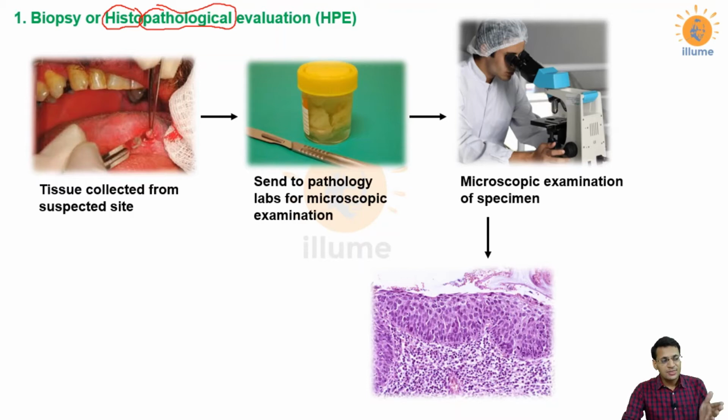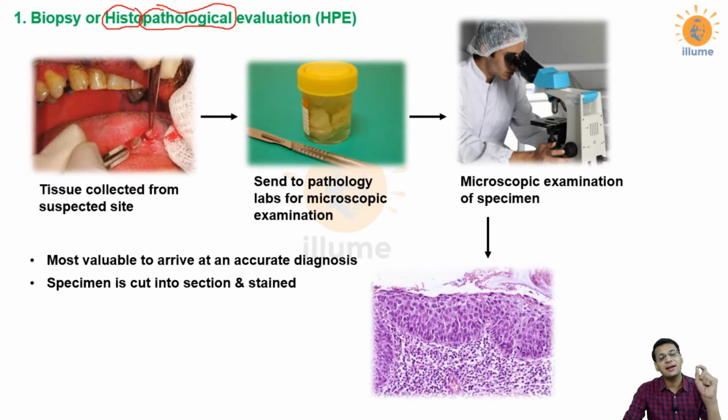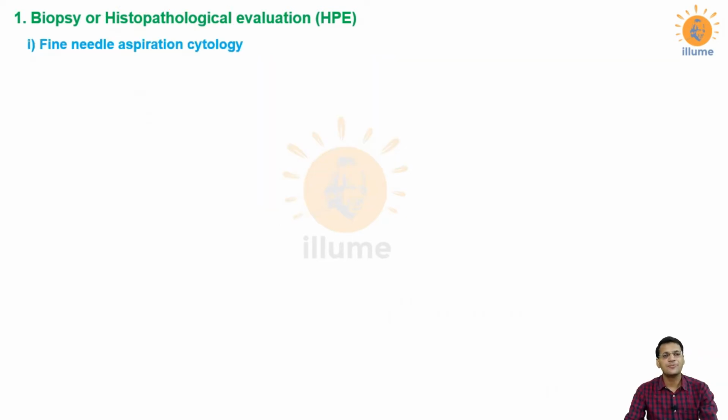As we all know, the cells in a tumor and the cells in normal tissue vary in certain microscopic features. So by looking at those microscopic features, we can easily rule out which cells are normal cells and which cells are cancerous cells. That is called biopsy or histopathological evaluation. It is the most valuable diagnostic tool which helps us arrive at an accurate diagnosis. In this, the specimen which is collected is first cut into a very thin section and then stained and then seen under the microscope.